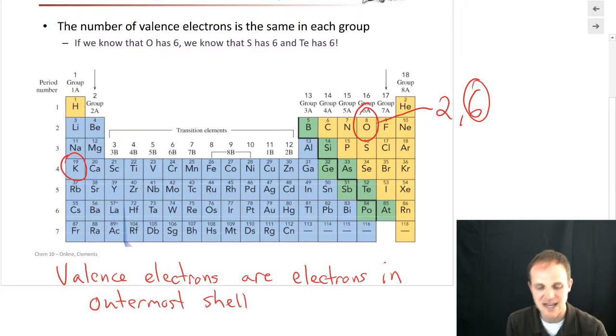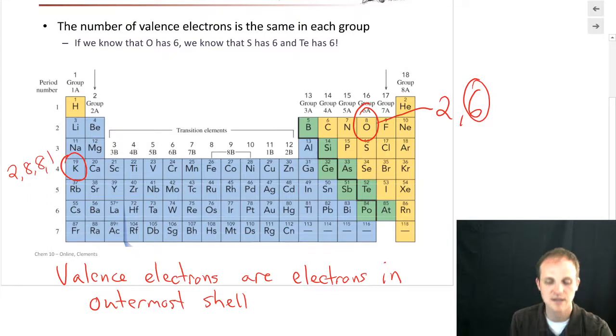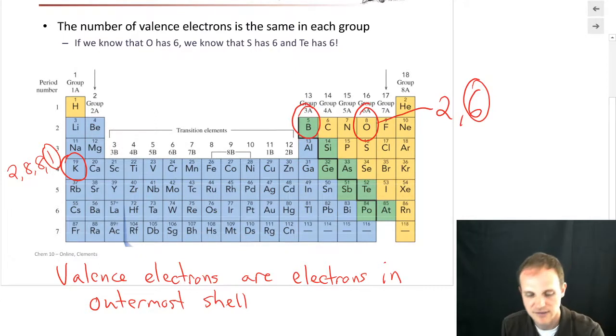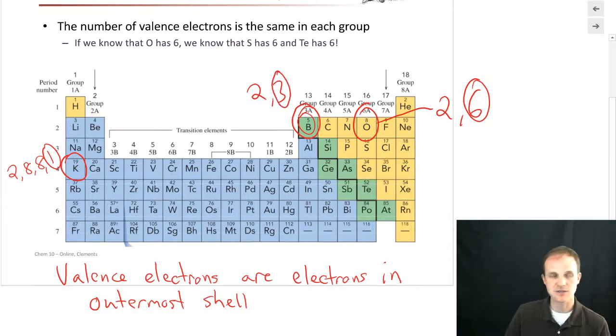If, on the other hand, we talk about potassium over here, we said that was 2, 8, 8, 1. The outermost one is the 1. And we say that potassium has 1 valence electron. So how many valence electrons would boron have? Well, its configuration is 2, 3, right? 2 in the first row, hydrogen, helium, 1, 2, 3 in the second row. And so it would have 3 valence electrons. And so it turns out we can figure out the number of valence electrons, the number of important electrons, ones that are going to be doing the chemistry, just by looking at these simplified electron configurations.